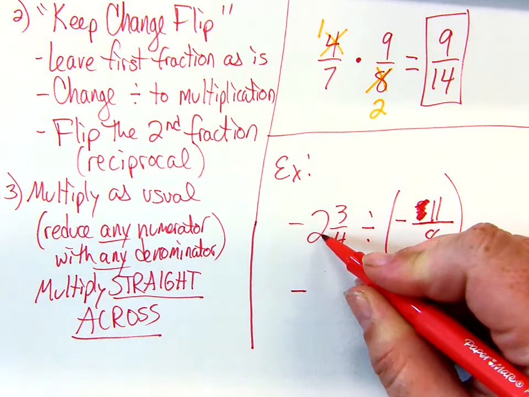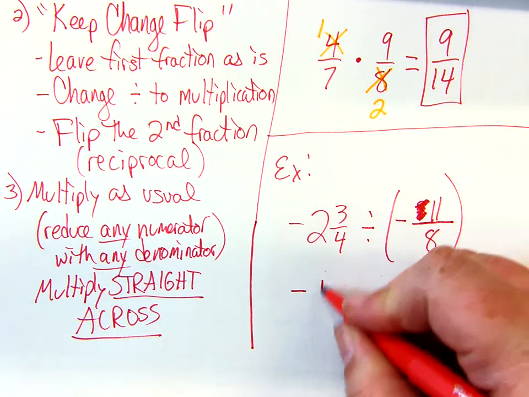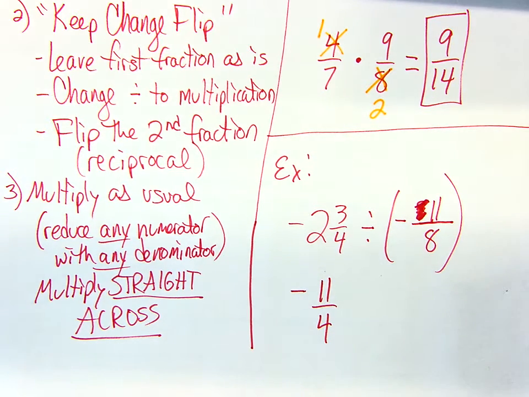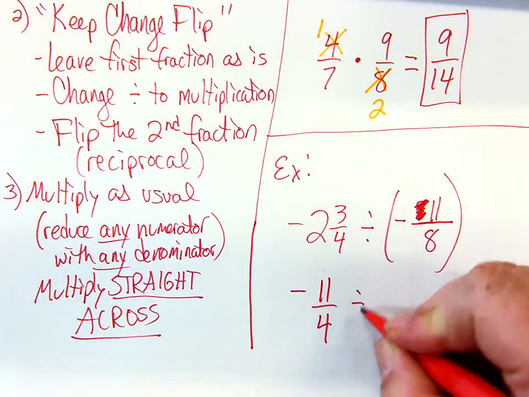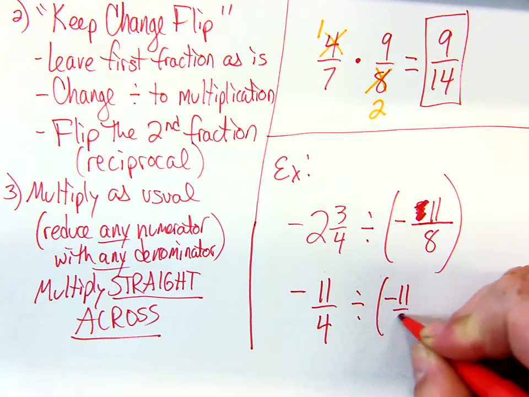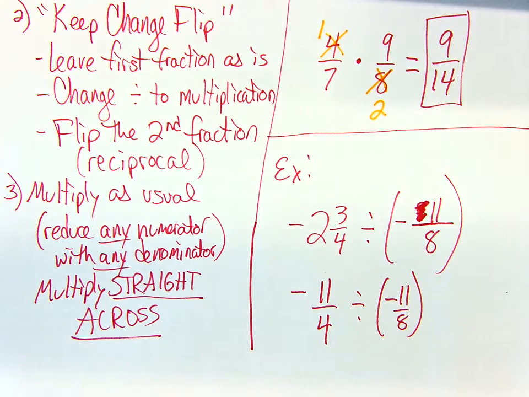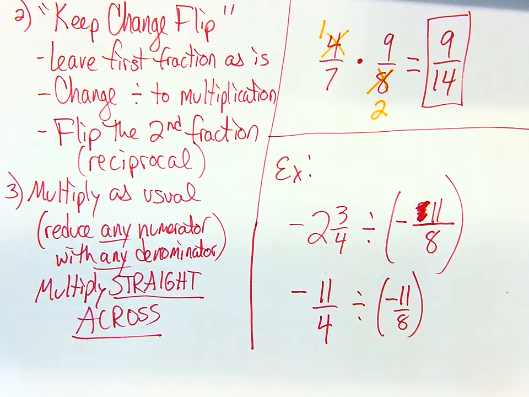4 times 2 is 8 plus the 3. I get a negative 11 over 4, divided by negative 11 over 8. Would that be a positive? It will be, I'm not there yet. Step 1 is now done, right?